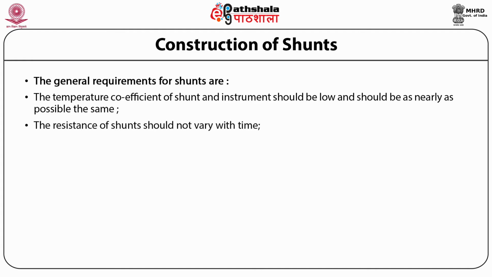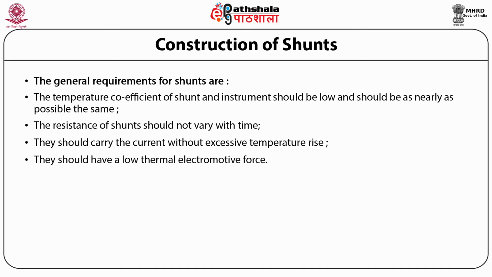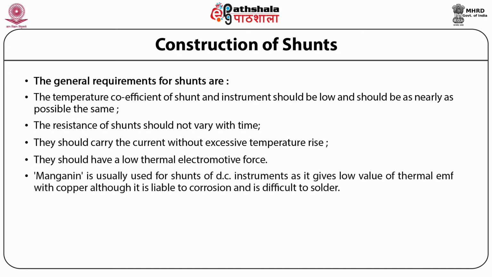Second, the resistance of shunts should not vary with time. Third, they should carry the current without excessive temperature rise. Fourth, the shunts should have a low thermal electromotive force. Manganin is usually used for shunts of DC instruments as it gives low value of thermal EMF with copper, although it is liable to corrosion and is difficult to solder.